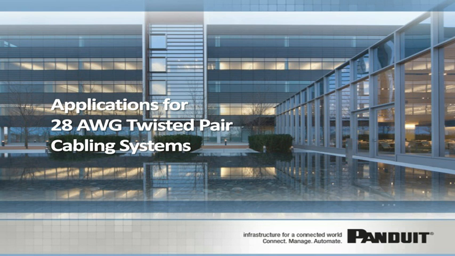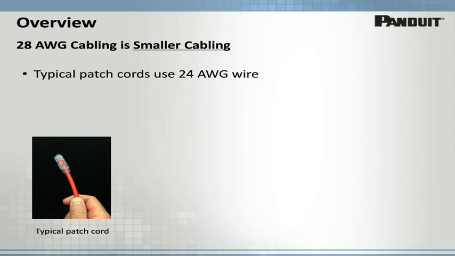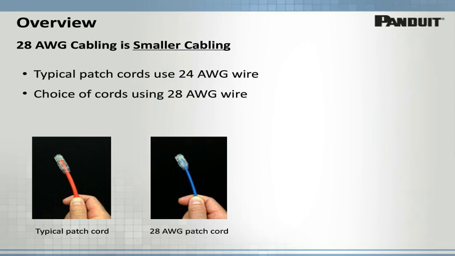Now, what exactly is 28-gauge cabling? Quite simply, it's smaller size cabling due to the smaller gauge of wire used in the cable. For example, most current patch cords use 24-gauge wire, and for a Category 6 patch cord, that looks like the red cord below. But customers now have the choice to use 28-gauge cabling in many cases, and for a patch cord, that looks like the blue cord below, which as you can see is much smaller in size.